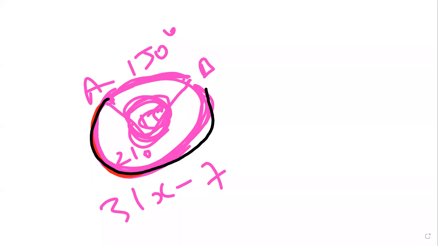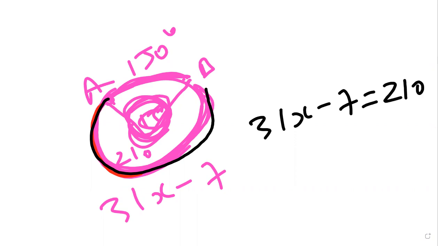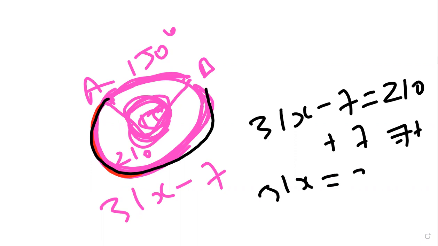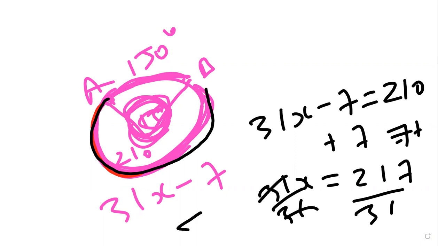So we could say 31x plus 7 is equal to that arc right there, that angle right there. So all I need to do is make x the subject. When I add 7 to both sides, I get 31x is equal to 217. If I divide both sides by 31, I will get 7 for my answer for x. So x will equal 7.